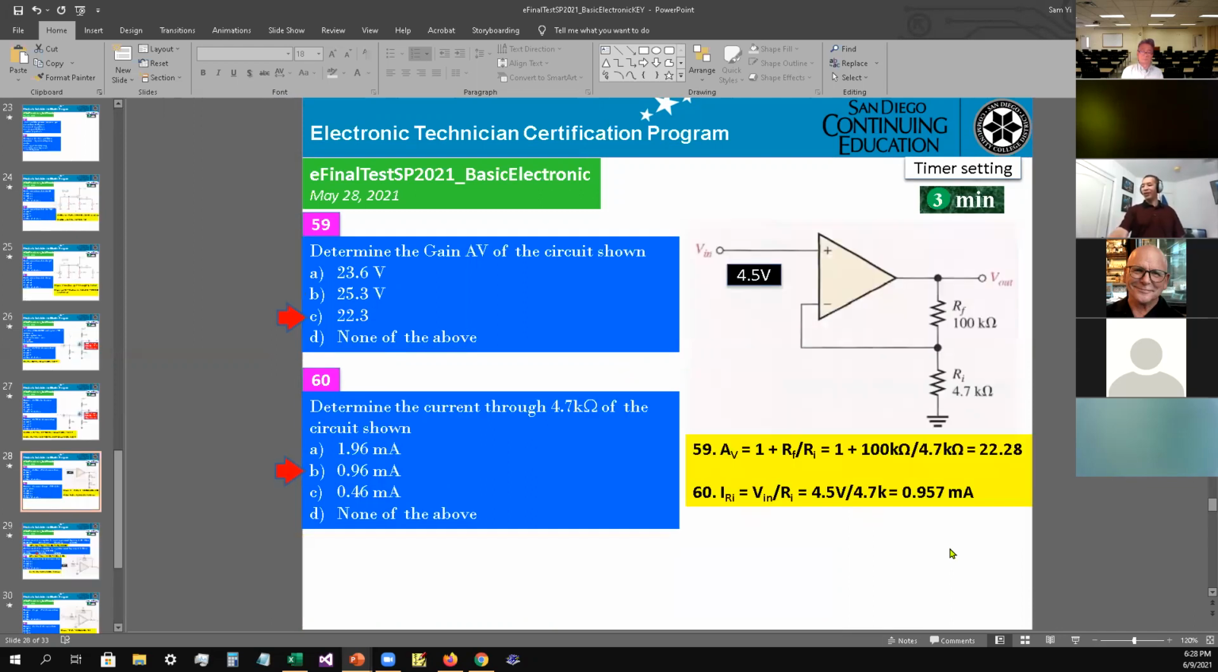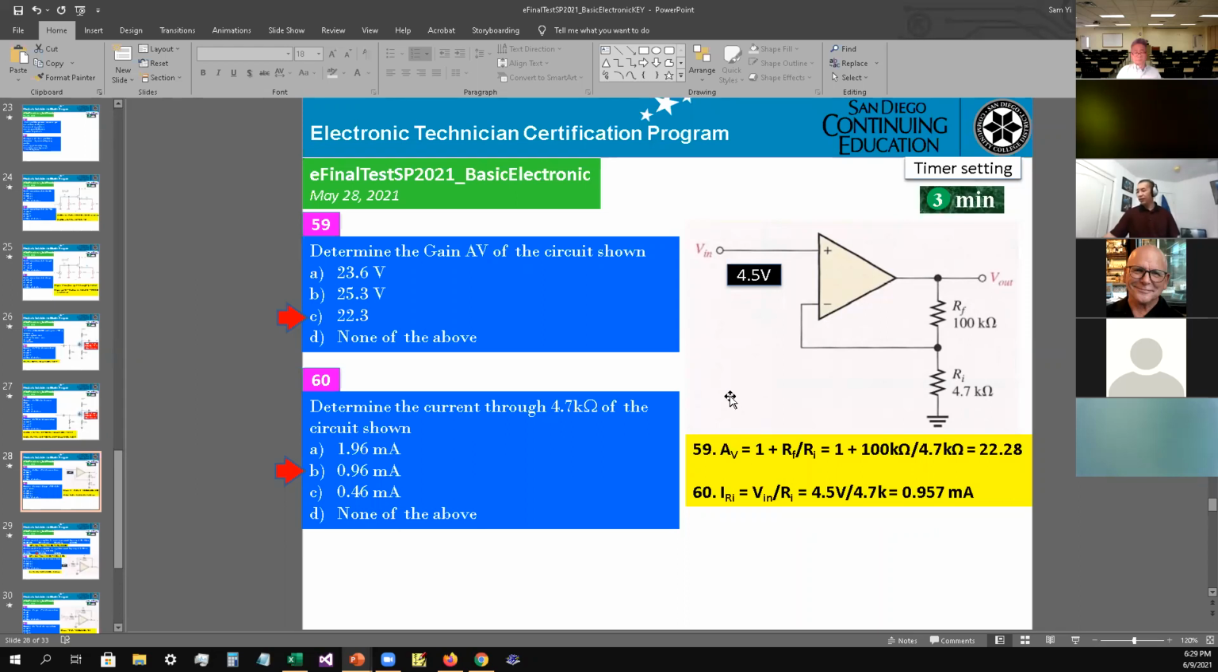No? Okay, next one. Determine the gain AV of the circuit shown. Okay, so this is non-inverting because the input is applied to the positive side of the amplifier. So the gain is going to be 1 plus RF divided by Rin. So 1 plus RF, which is 100 kilo ohm, divided by 4.7 kilo ohm. So the gain would be 22.28. There's no unit for that. So the answer is C as in cat for number 59.